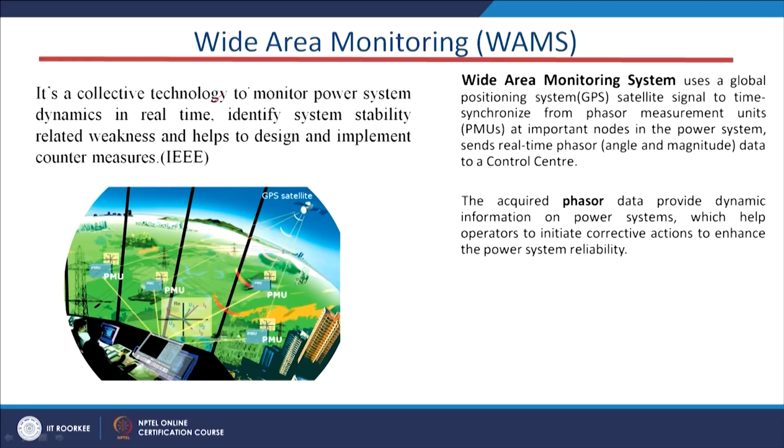Coming to the definition, WAMS is a collective technology to monitor power system dynamics in real time, to identify system stability related weaknesses, and to help design and implement countermeasures. The WAMS technology helps in identifying weak areas or major disturbances, and after that it can also take the corresponding control actions on an online basis. That is the major advantage of the wide area monitoring system.